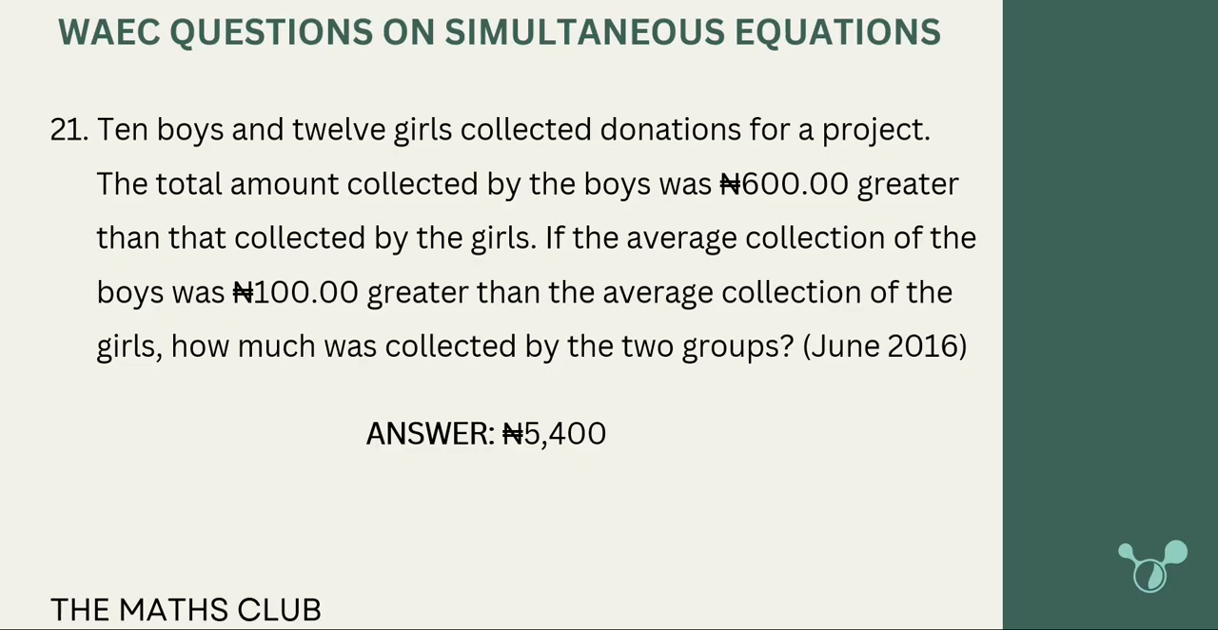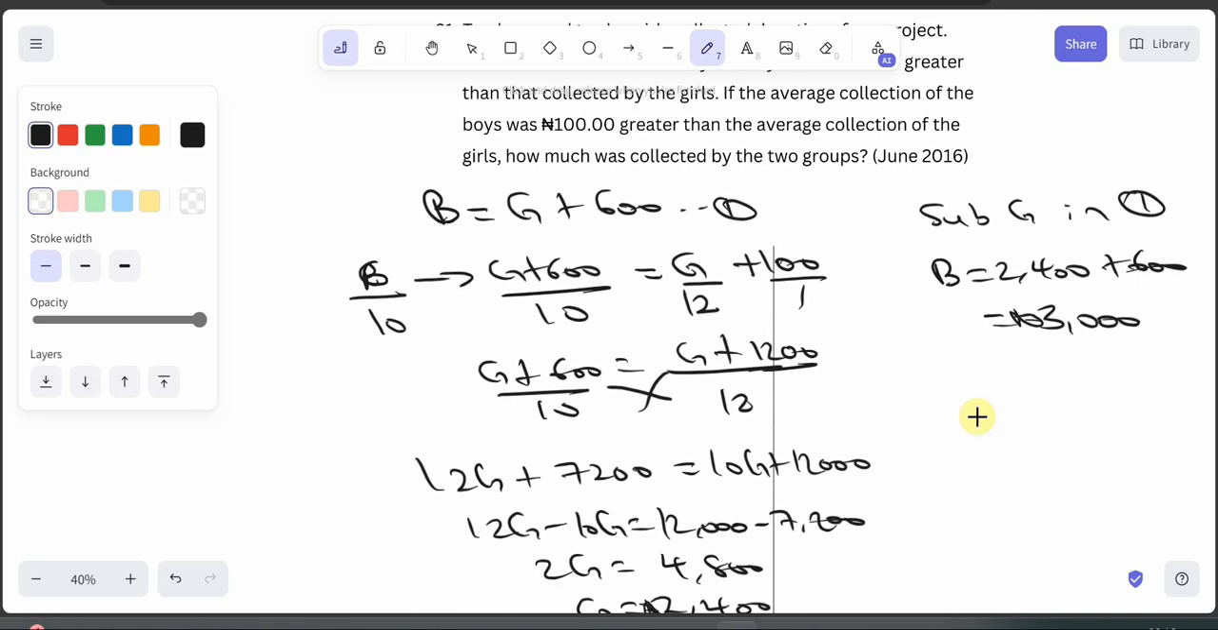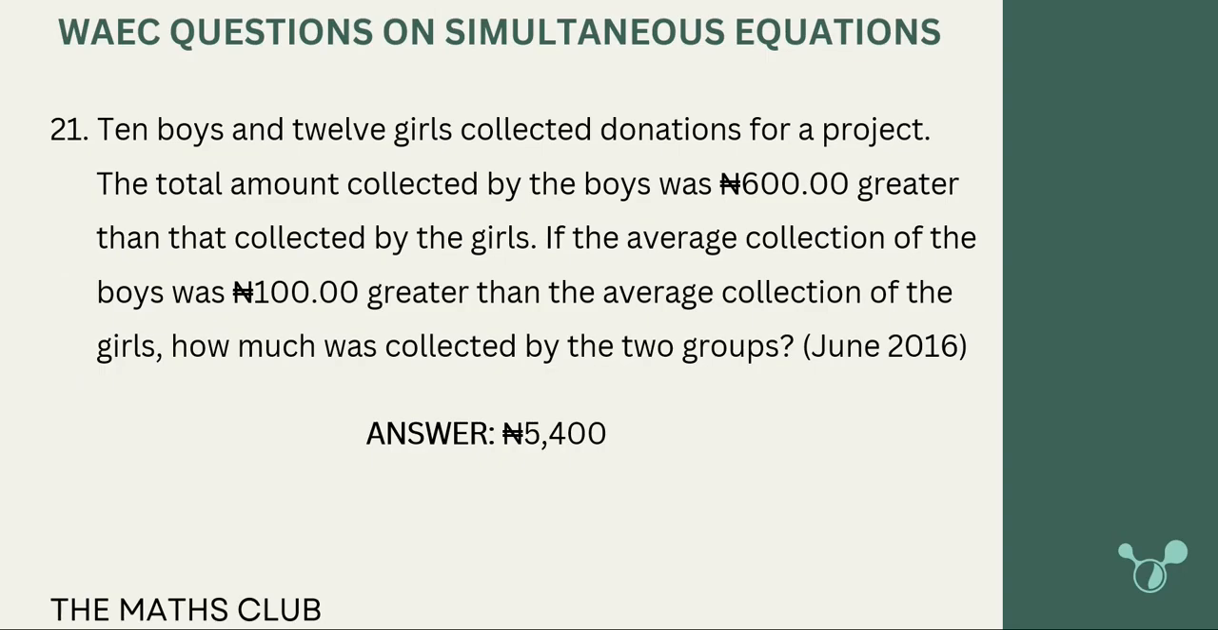Okay, it says how much is collected by the two groups. So that means we need to add. B plus G will be 3,000 plus 2,400, and that is 5,400. Great. And that tallies with what we have here.